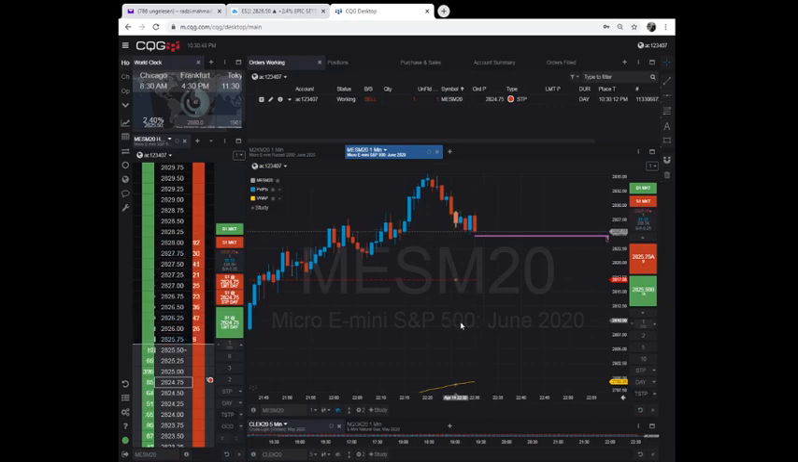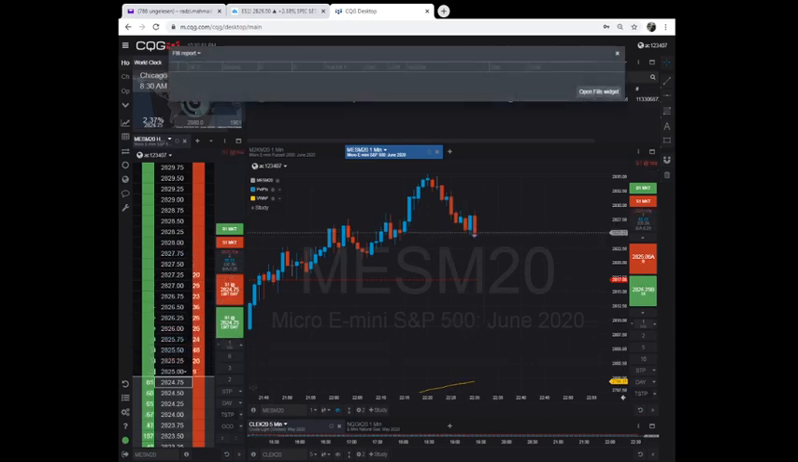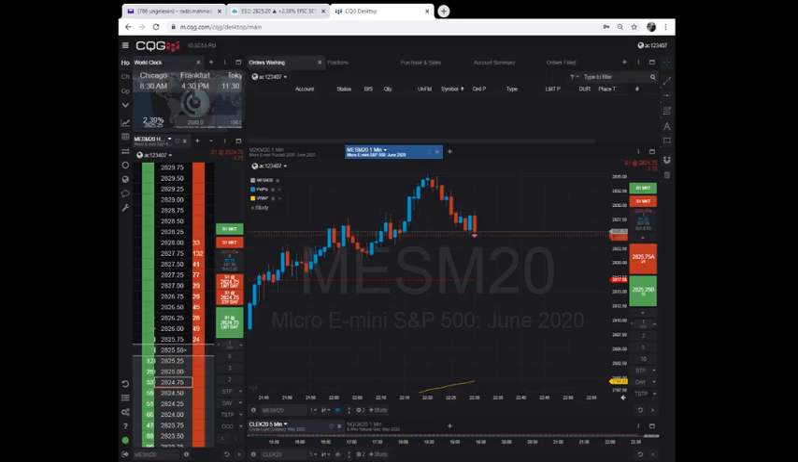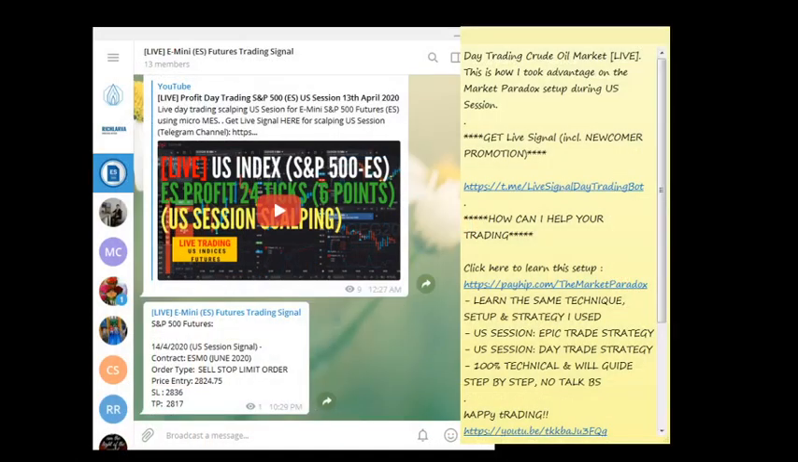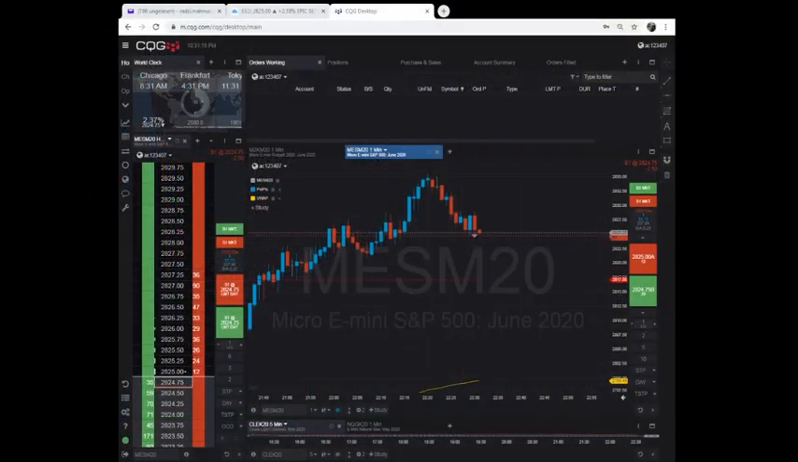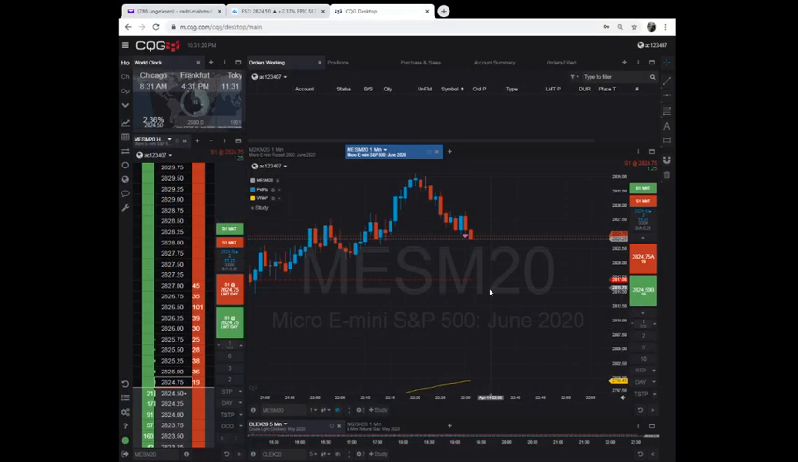So based on the signal I have provided in my live Telegram channel, we are already in the market. Based on this signal, we have a sell order to go short at 2824.75, and the targeted TP is 2817 with the stop loss at 2836. So we are already in the market, and let's hope everything will go further down.